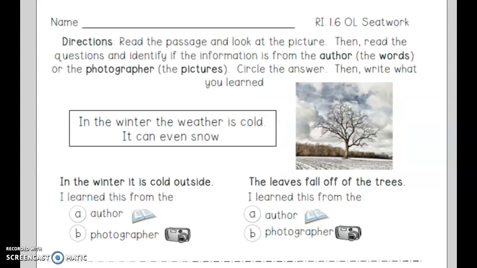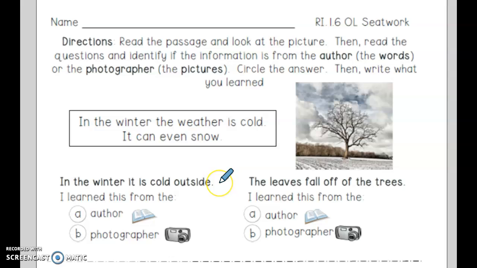Let's take a look at the work that you did yesterday. So I'm going to read the passage again. It says, in the winter, the weather is cold. It can even snow. And I'm going to look here at the photograph, and it is of a tree in winter. I can see snow on the ground, and I can see no leaves on this tree.